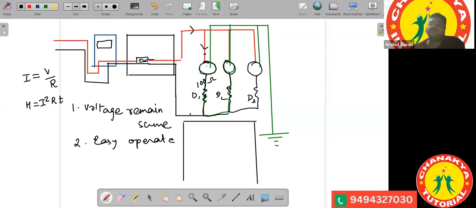So if you plug in a device which has a high power rating, that means it would require a higher current. So more current will start flowing in the circuit than it is rated for. Every circuit has a rating. So this circuit has some rating that we can allow through this wire. Let us suppose I can allow through this wire a current of 5 amperes.